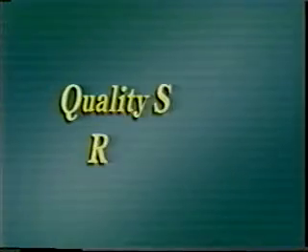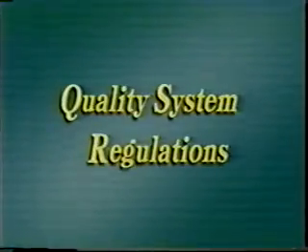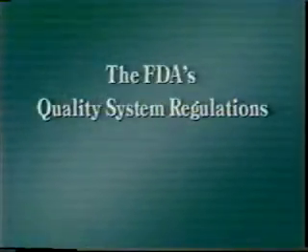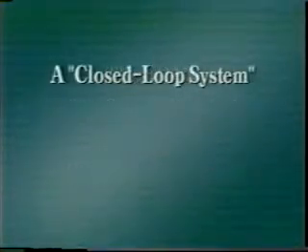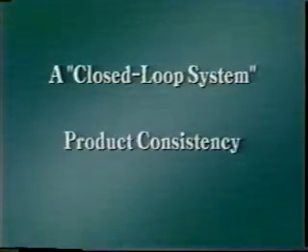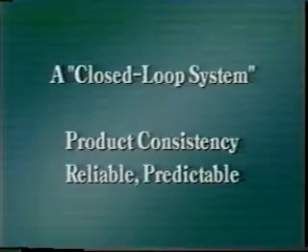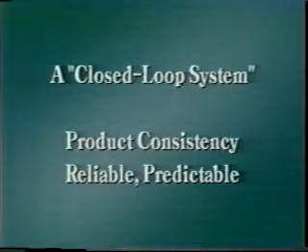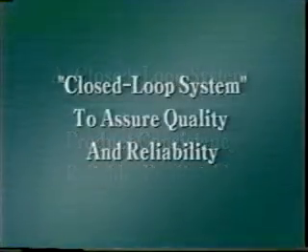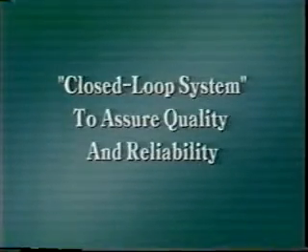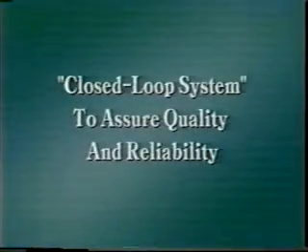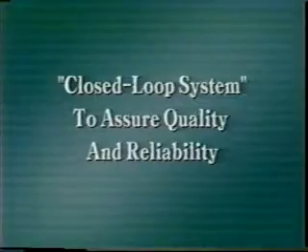The FDA views its quality system regulations as designed to encourage companies to establish what the agency calls a closed-loop system. A closed-loop system of manufacturing is one that is designed to create a particular product consistent with particular specifications, and to do that regularly in a reliable and predictable way. All of the FDA's QSRs are designed so that a high-quality product will predictably and reliably roll off the assembly line at the end of the manufacturing process.